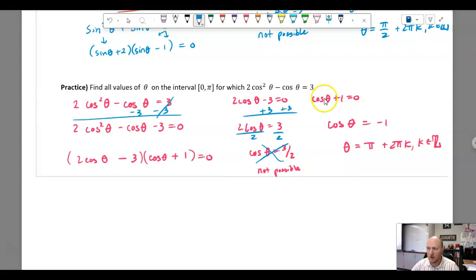And then over here, cosine theta plus 1 equals 0. Well, that means cosine theta is negative 1, and that only happens at the angle pi, plus infinite revolutions, forward and backward. So we have to add on the plus 2 pi k, because this one says all values of theta.